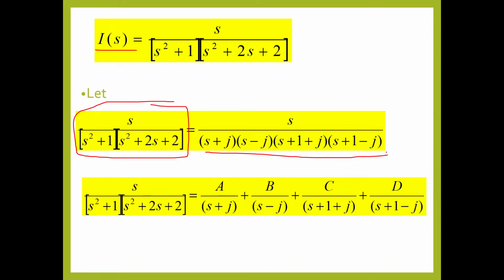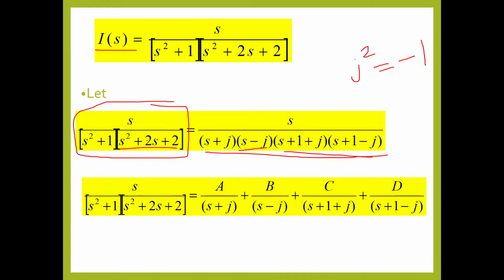Now this whole term can be rewritten using the j operator. We already know j square is equal to minus 1. So replace 1 with minus j square, and you will get s square minus j square. That can be represented as s plus j, s minus j. Similarly here also you can rewrite it using the j operator.